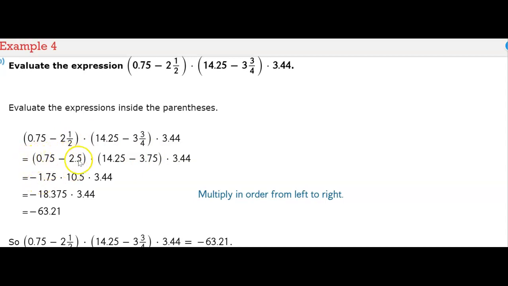So 0.75 minus 2.5 is -1.75. Times 10 1/2, which is what they got from 14.25 minus 3.75, and then times 3.44. Then you multiply -1.75 times 10.5. You get this long number times 3.44, and then you multiply these two together, and then you get -63.21. So the final answer is -63.21.